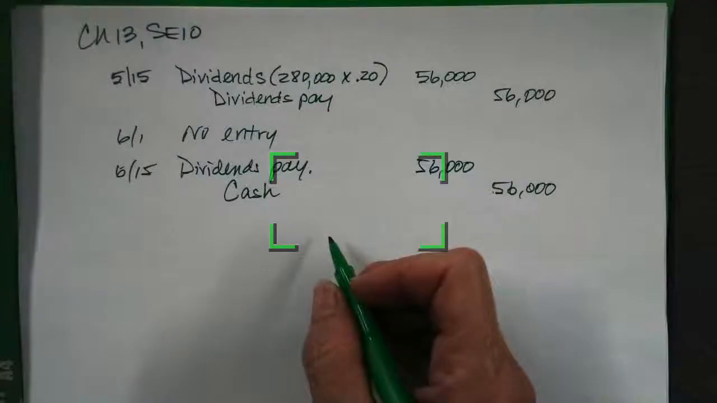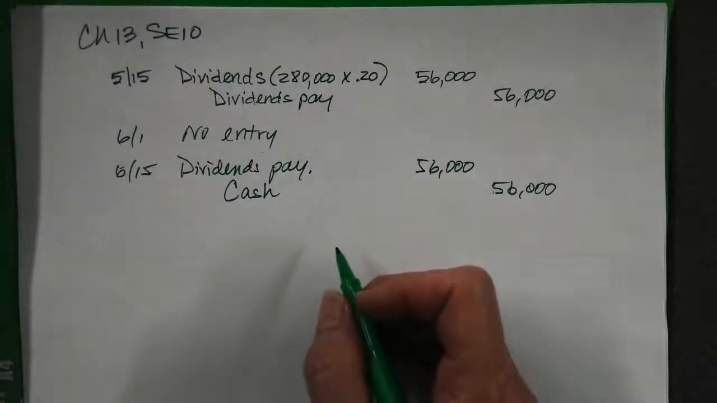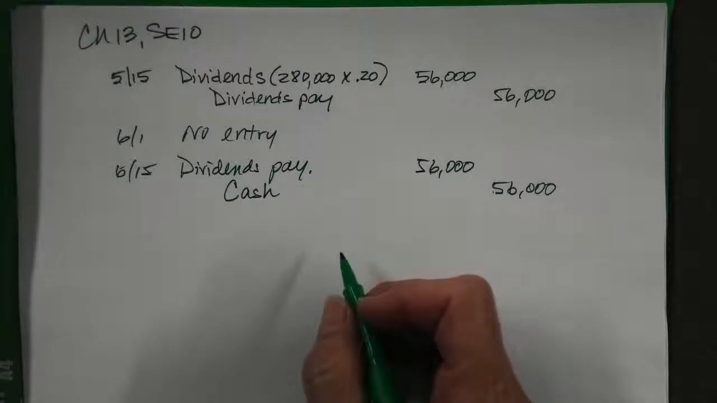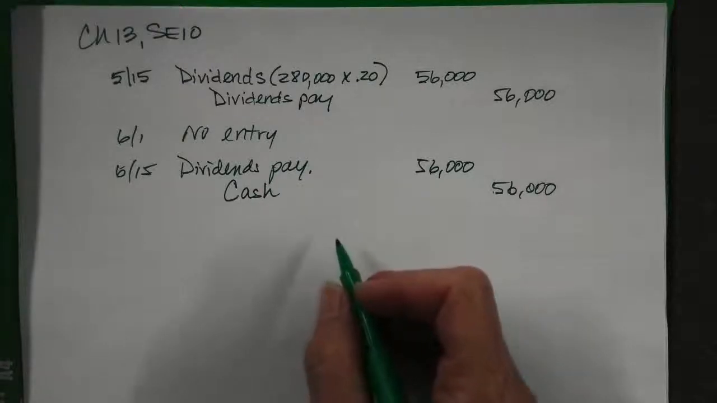So cash dividends to common stockholders are pretty easy. We're going to do a tougher problem with preferred stock, and then we're going to do a problem about stock dividends in the next video.